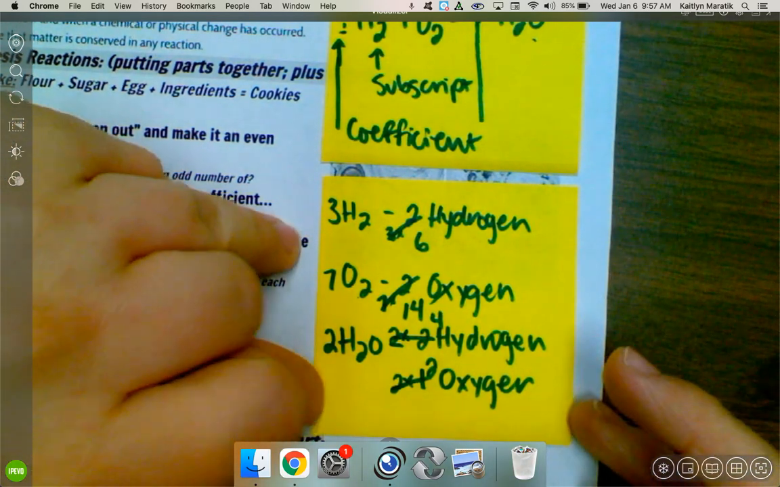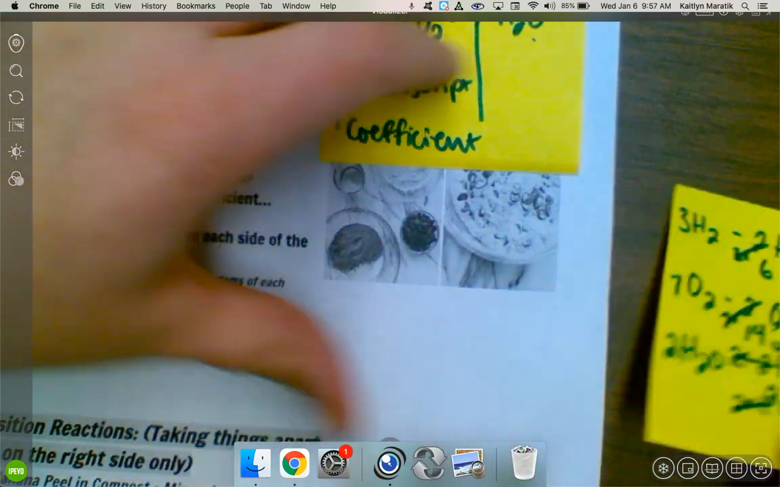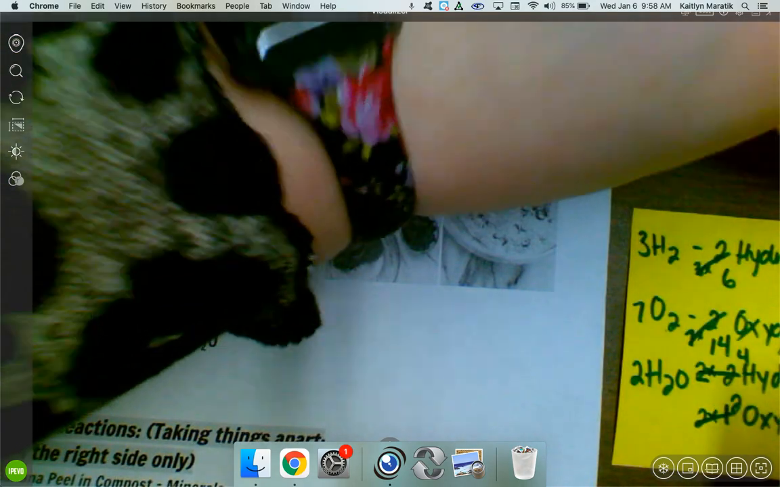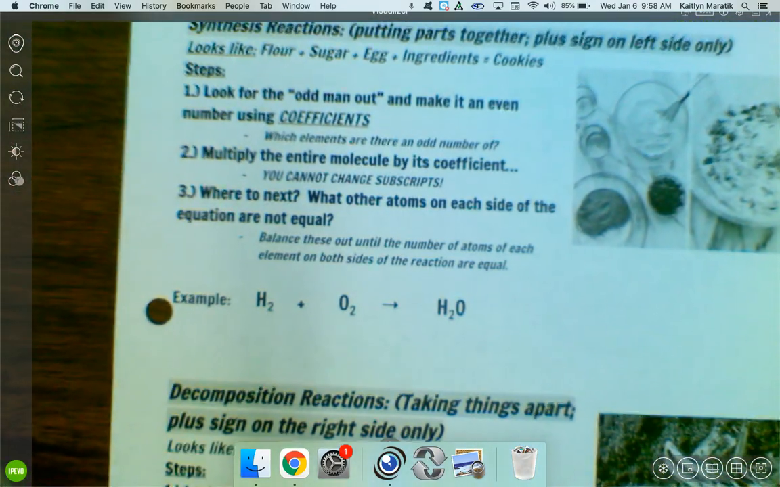I'm going to set these aside now, but we're going to need to count atoms because that is going to be now our simplest part of what we're learning about today. I'll set these aside so we can come back to them if we need. So that's our little review.